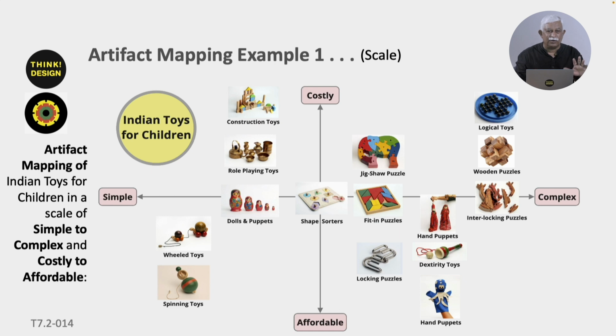So you can have toys which are simple and affordable at the bottom left quadrant, and you have simple and costly toys at the left side top quadrant. Then you have toys which are costly and complex, and the other one has complex but affordable toys. So this is a very interesting classification of the toys. It means that you need to choose the criteria on which you want to map out these toys. So that's an example.